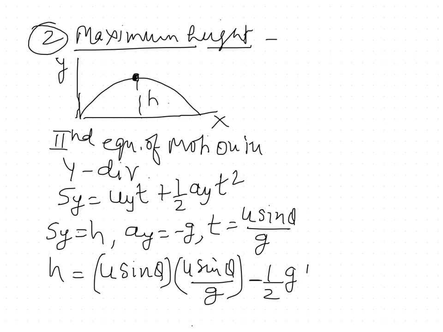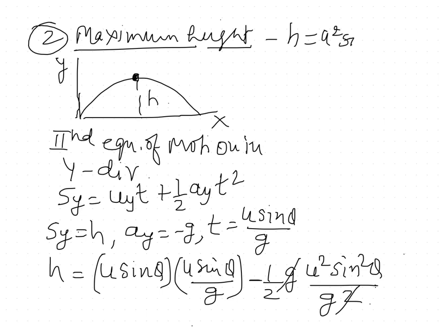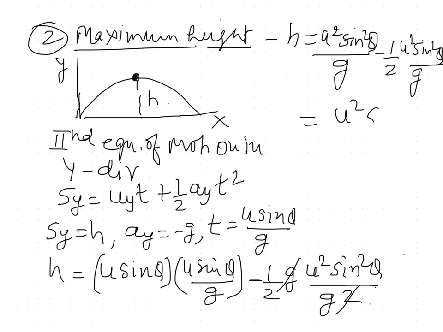So g u square sin square theta divided by g square. So cancelling this g, we get that h equals u square sin square theta upon g minus half u square sin square theta by g. So on solving, we get u square sin square theta upon 2g.